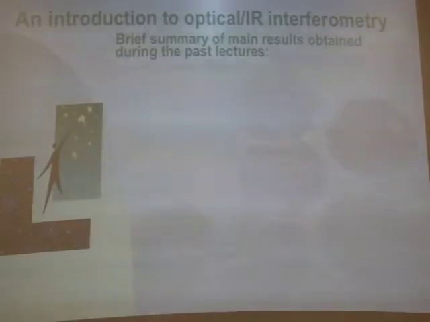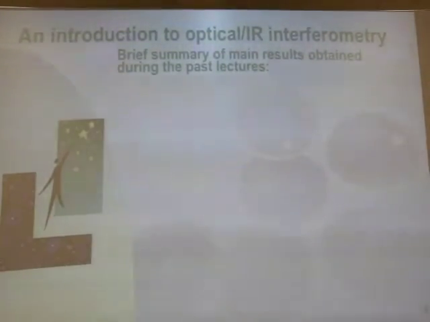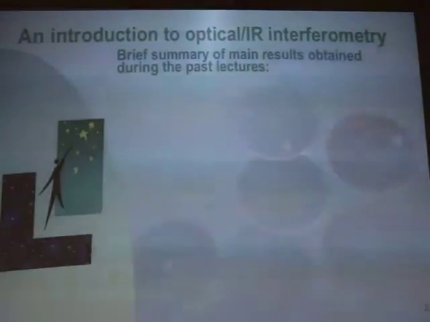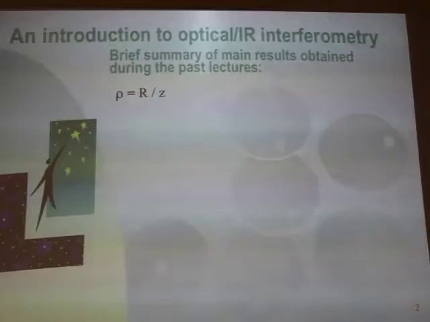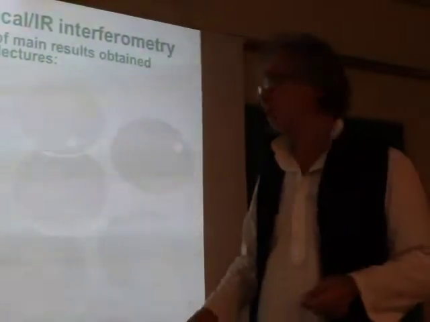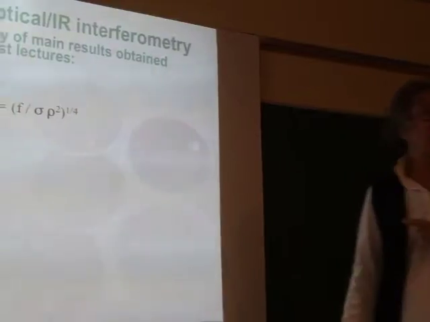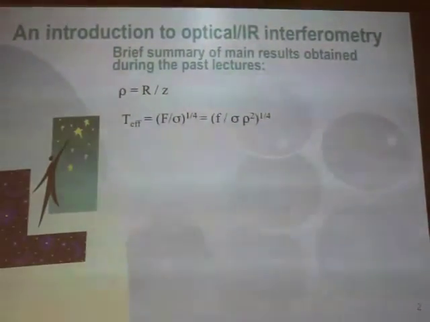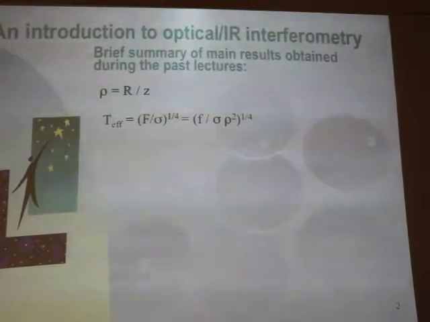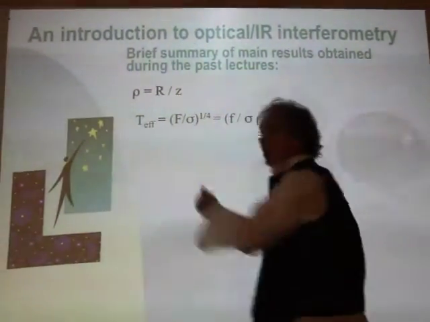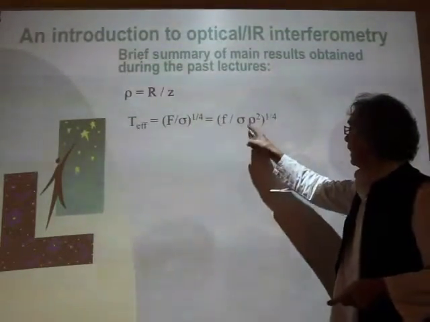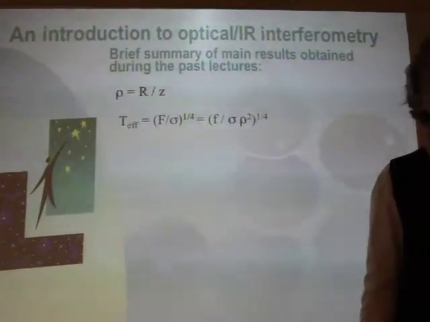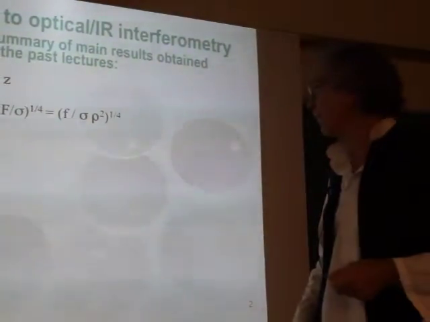A few reminders about what we have seen during the previous lectures. You remember we defined the angular radius of a star as the ratio between its linear radius and the distance to that star. Then we saw that if we could approximate the energy distribution of a star with a black body, it was possible to measure the effective temperature of the star by just measuring on the ground the apparent flux and the angular radius of that star. So it's a fantastic way to take the temperature of a star.